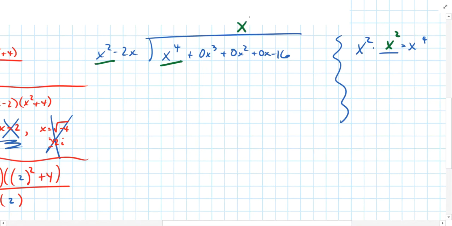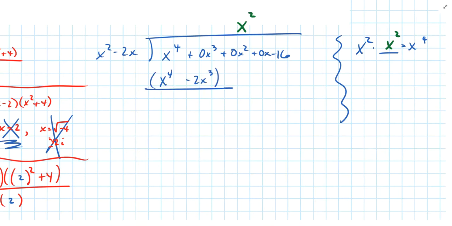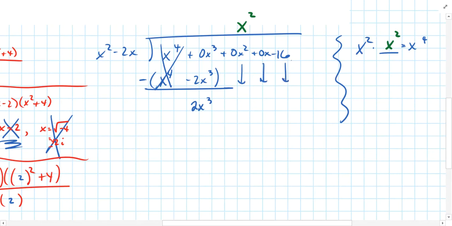So there's my initial guess. I'm going to put an x squared here, and I am keeping that in line with the other x squareds. As I multiply my initial guess by x squared minus 2x, I get x to the fourth minus 2x cubed. When I subtract these two, this leading term cancels, and 0 take away a negative 2x cubed is 2x cubed. And I can bring down these remaining terms.